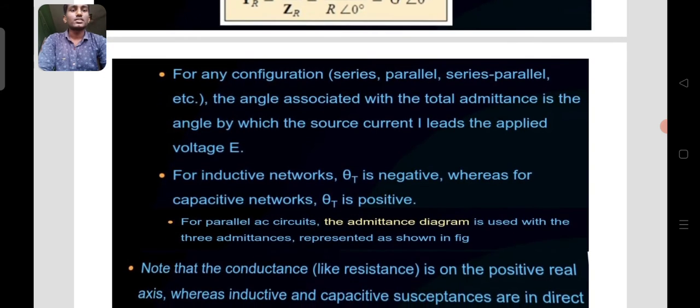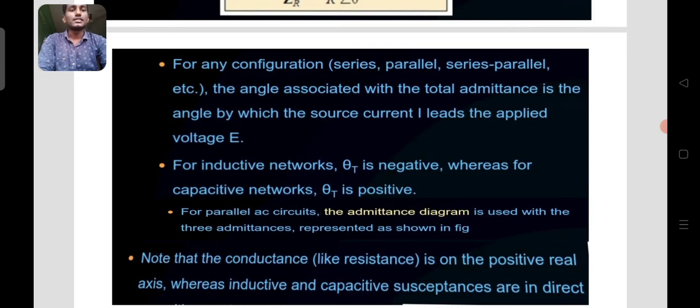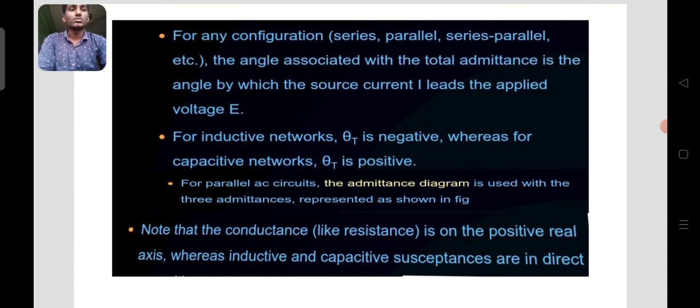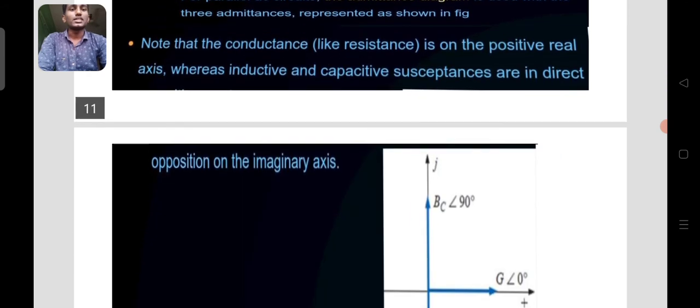For inductive networks, theta t is negative, whereas for capacitive networks, theta t is positive. Here theta t is the angle by which the current leads the applied voltage. For a parallel AC circuit, the admittance diagram is used with the three admittances represented as shown in the figure. Now note that conductance, like resistance, is on the positive real axis, whereas inductive and capacitive susceptances are in direct opposition on the imaginary axis.